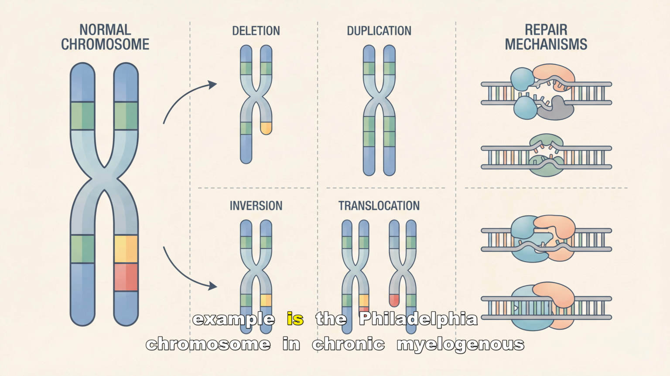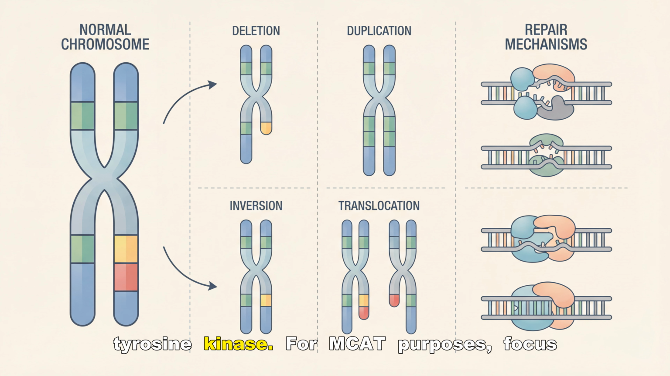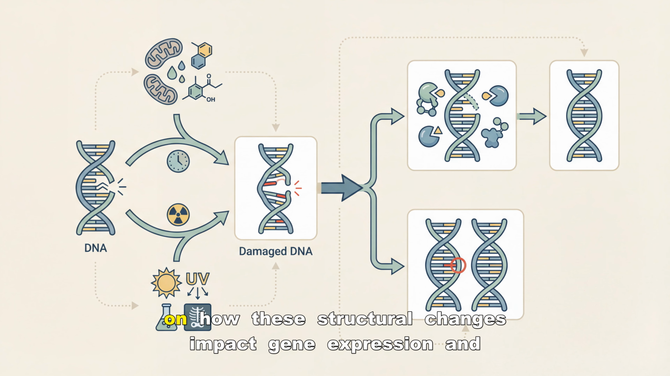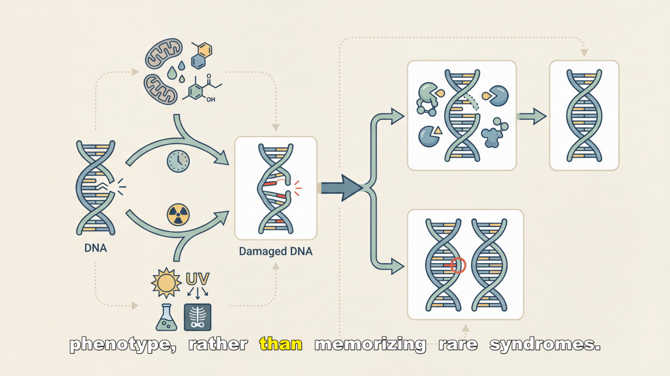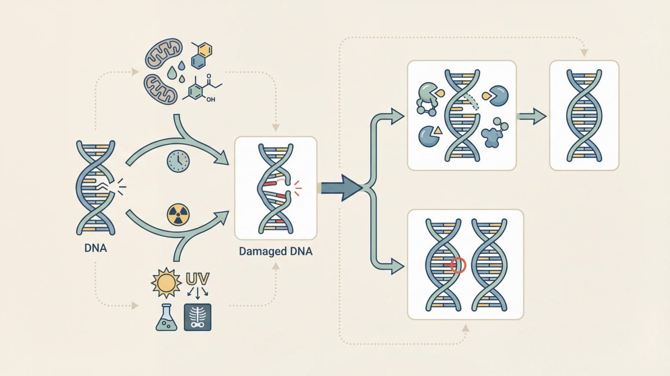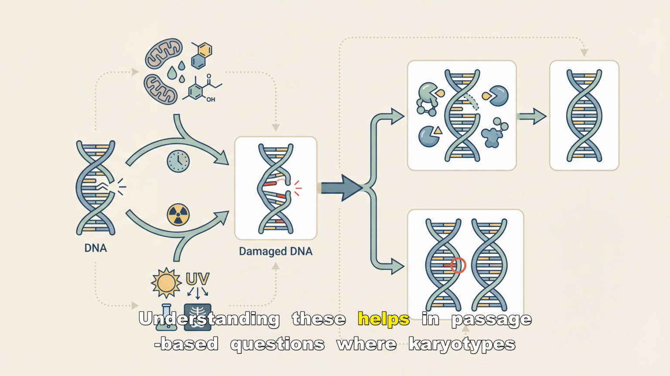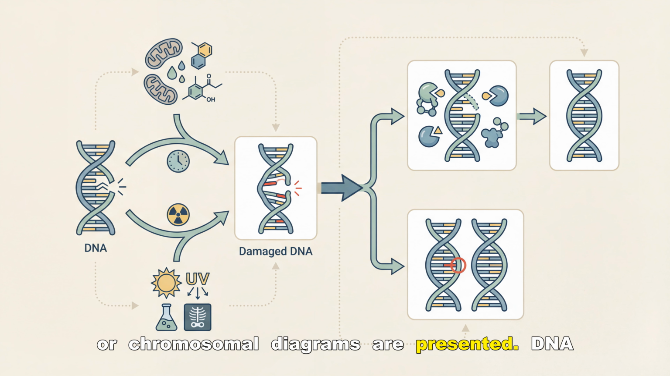A classic example is the Philadelphia chromosome in chronic myelogenous leukemia, a translocation that produces an abnormal tyrosine kinase. For MCAT purposes, focus on how these structural changes impact gene expression and phenotype, rather than memorizing rare syndromes. These mutations connect to meiosis errors, particularly improper crossing over, and to genetic disorders that arise from altered gene dosage or disrupted gene sequences. Understanding these helps in passage-based questions where karyotypes or chromosomal diagrams are presented.